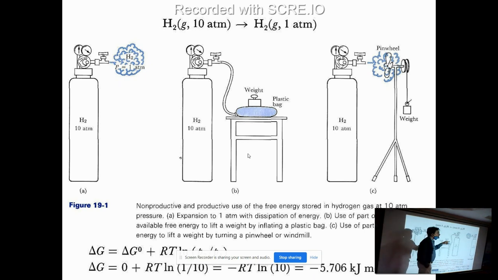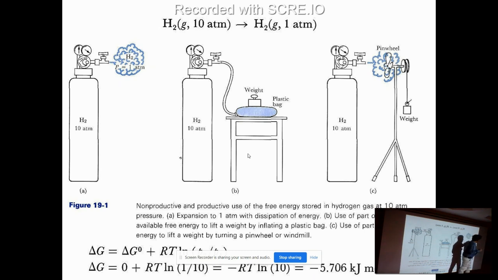See, I have given here one example. I took a cylinder where hydrogen gas is there, which is at a pressure of 10 atmospheres. Okay, and this valve is closed, so that the 10 atmospheres hydrogen is inside the cylinder. Now, the outside atmosphere pressure is 1 atmosphere, but the gas which is held in the cylinder is 10 atmospheres.